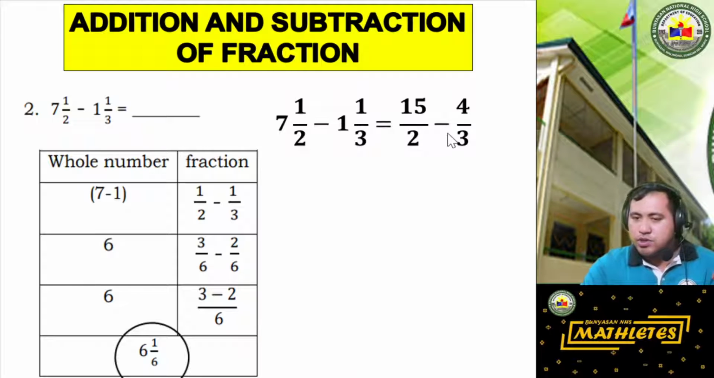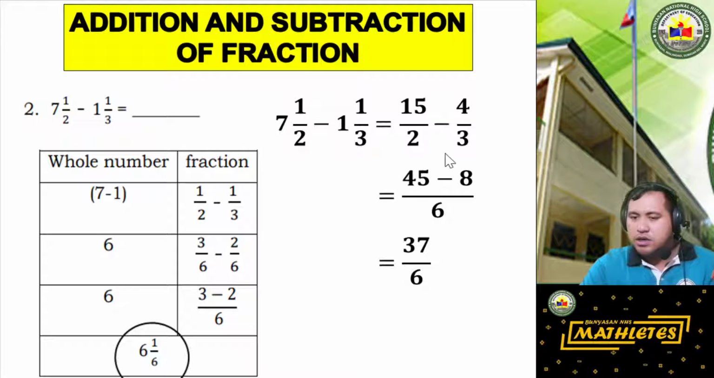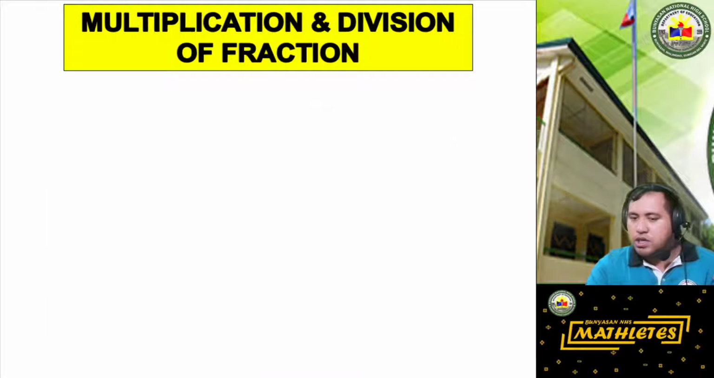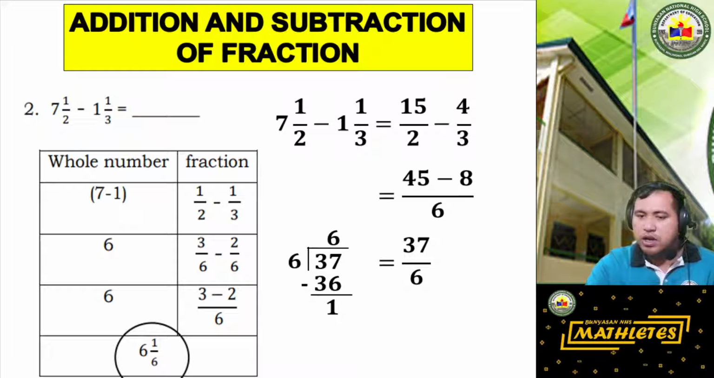Okay. Cross multiply. We have the trick. We have 2 times 3 is 6. 3 times 15 is 45. Minus 2 times 4 is 8. So 45 minus 8 is 37/6. So divide natin. Yung remainder is 1. So the numerator will be 1. That is 6. So yung sagot is 6 and 1/6. Okay, pareho yung sagot ito.